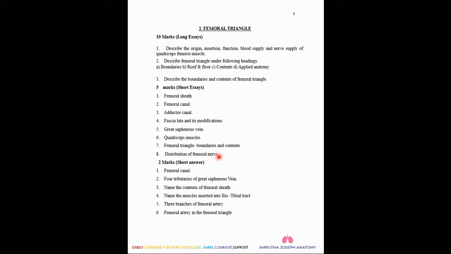Coming to 2 markers: femoral canal, 4 tributaries of the great saphenous vein. So for tributaries of the great saphenous vein, just mention those. Also you may get a question on varicose veins, so please read about that. Now contents of the femoral sheath. Name the muscles inserted to the iliotibial tract. So the iliotibial tract, you should also read this.